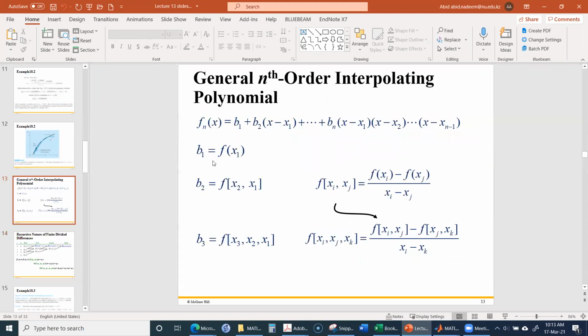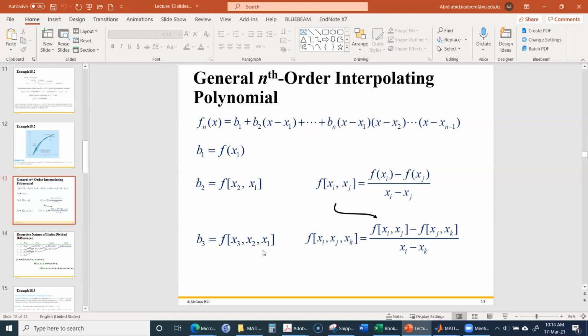So we have the general equation, b0 plus b1 times (x minus x0), and so on up to bn. So b1 will be f[x1, x0], b2 will be f[x2, x1, x0]. In this case we are showing it with square brackets instead of parentheses, which means that it is not the value of the function, it is the value of the divided differences. So the divided difference f[x2, x1] will be f(x2) minus f(x1) divided by x2 minus x1.